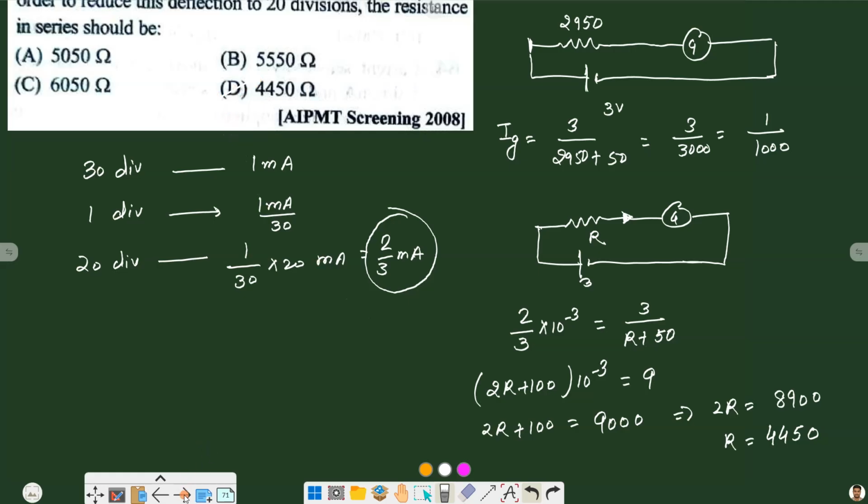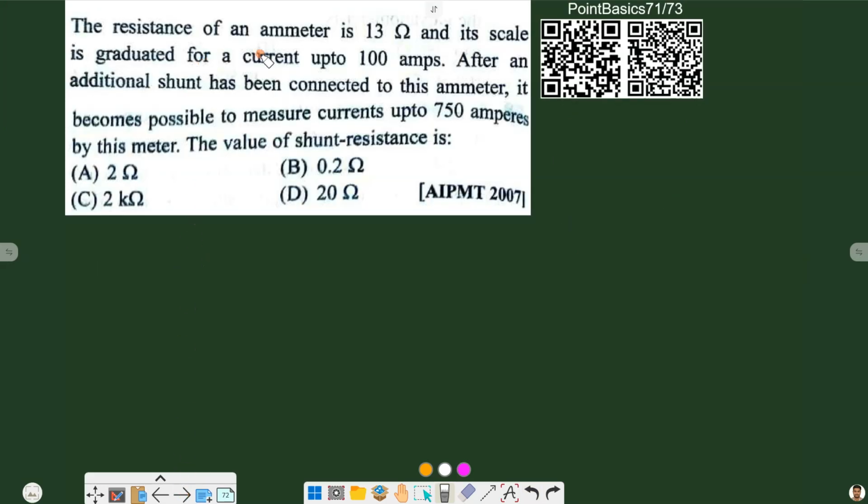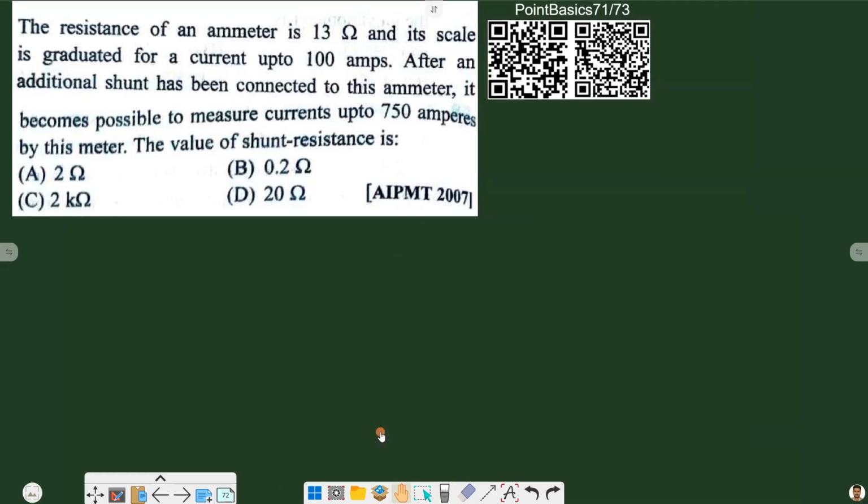Moving to the next one. Resistance of an ammeter is 13 ohm and its scale is graduated up to a current of 100 ampere. After an additional shunt is connected to the ammeter, it becomes possible to measure up to 750 amperes by this meter. The value of shunt resistance is? Initially this is already working as an ammeter, and using that it can measure up to 100 ampere. So let's draw the original circuit of this system.